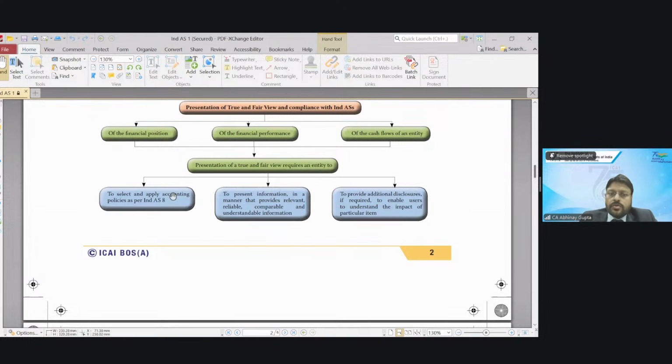Now, to ensure that our financial statements depict a true and fair view, what do we need to do? We have to select and apply the accounting policies which are most relevant for our company or business, in accordance with Ind AS 8. Ind AS 8 says that you need to select the accounting policies which are most relevant and reliable for you.